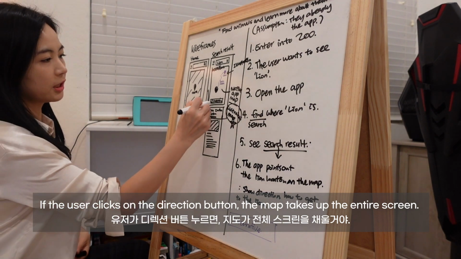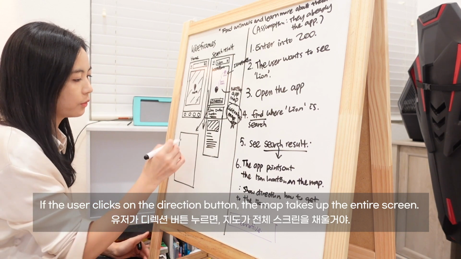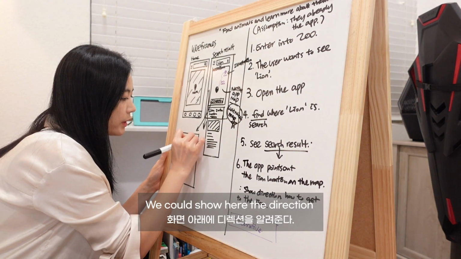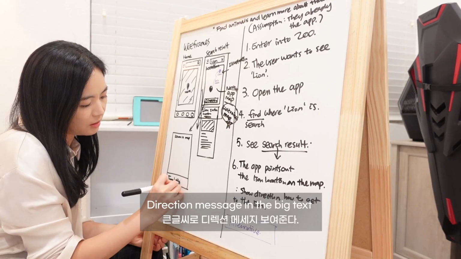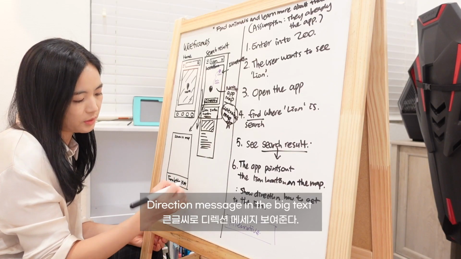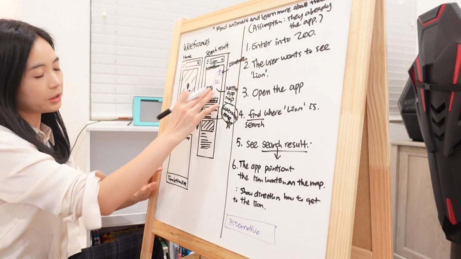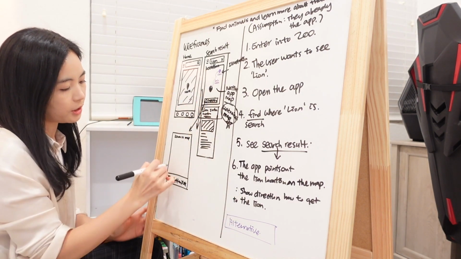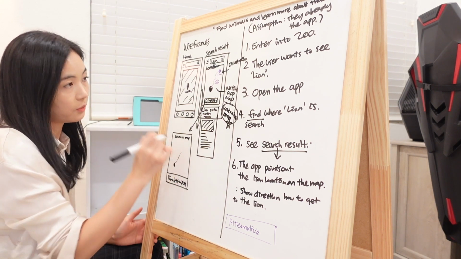And then if you click on the direction button, the map takes up the entire screen, or zooms in, with maybe the direction on X Street or something. We can show the message in big text like this, but we can keep the map here so the user can track whether they are going the right direction or not.